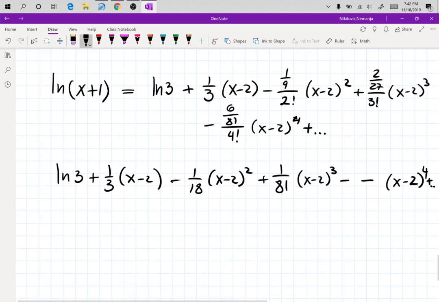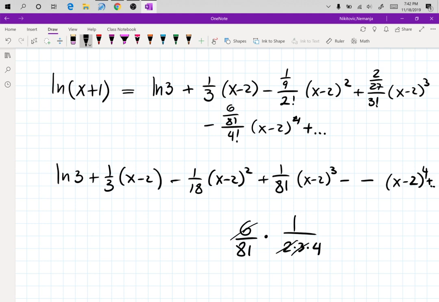Now this fraction is 6 over 81 times 1 over 2 times 3 times 4, kill, that's 324, 324 and then 1. Actually, I have a question.